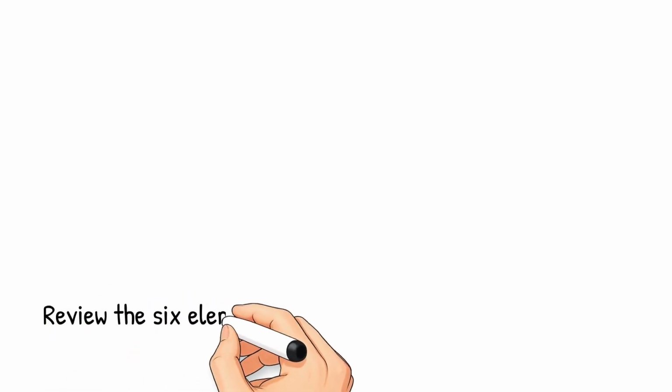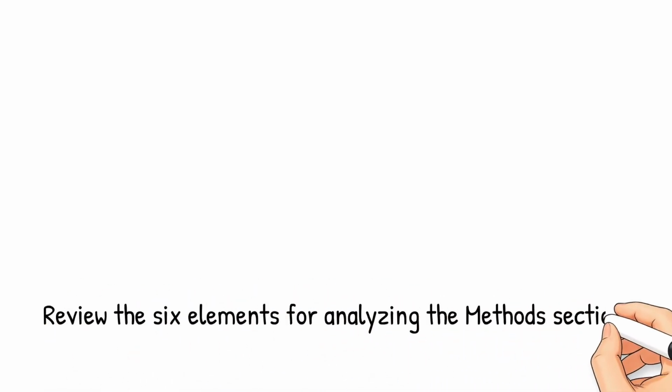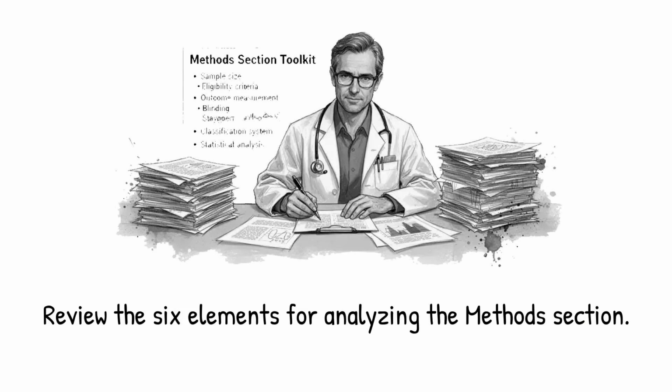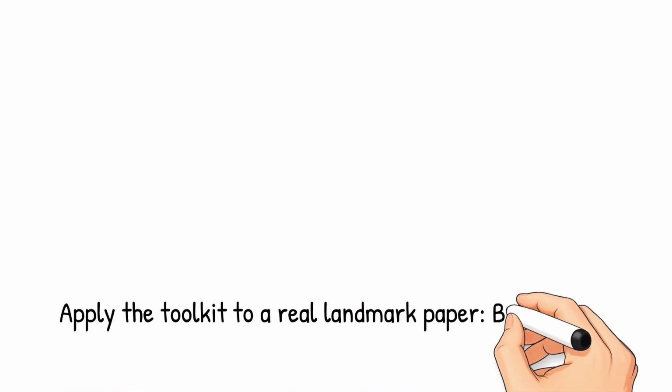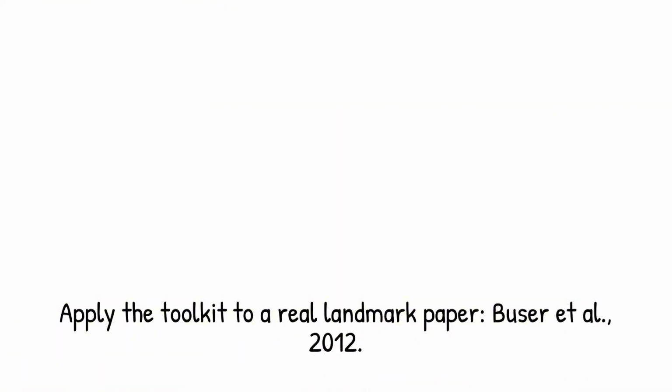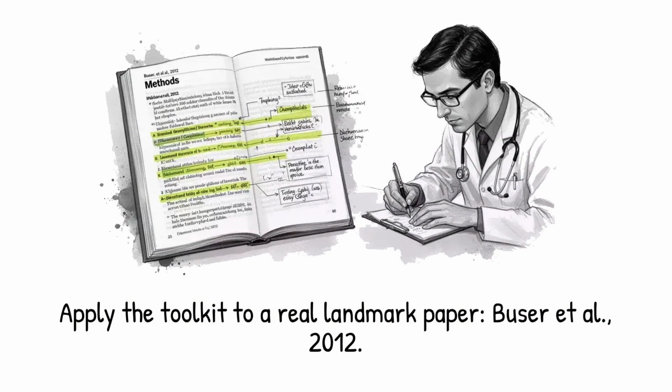In the last episode, you built a complete toolkit, 6 elements to look for in any method section: sample size, eligibility criteria, outcome measurement, blinding, classification system, statistical analysis. Now we open the actual methods section of a real landmark paper, Oser et al., 2012, and apply every single one of those 6 elements, line by line, exactly as written.